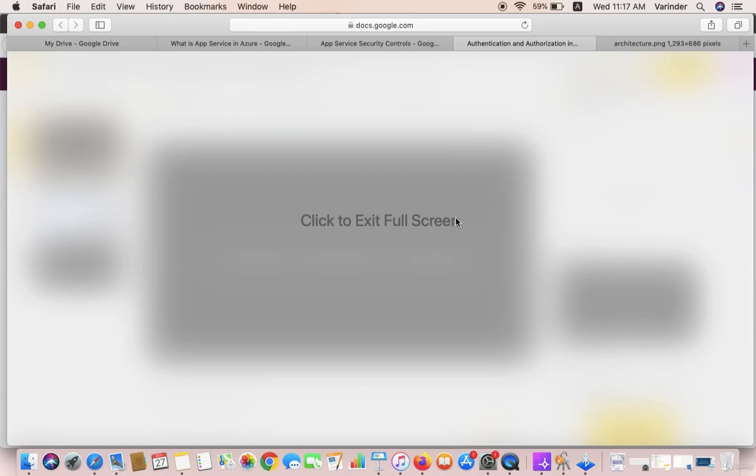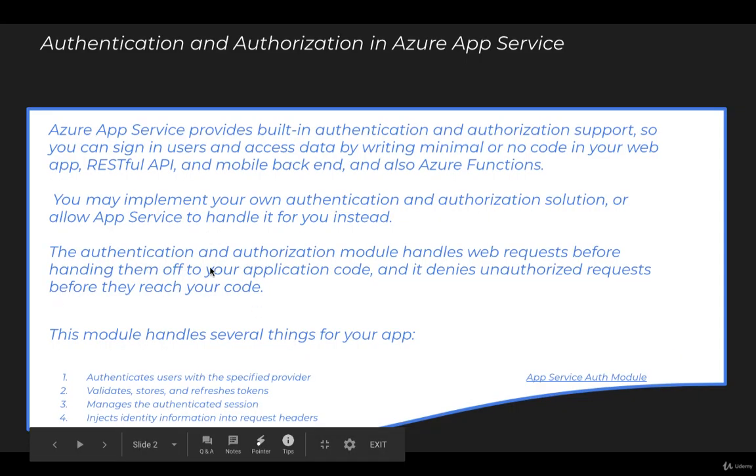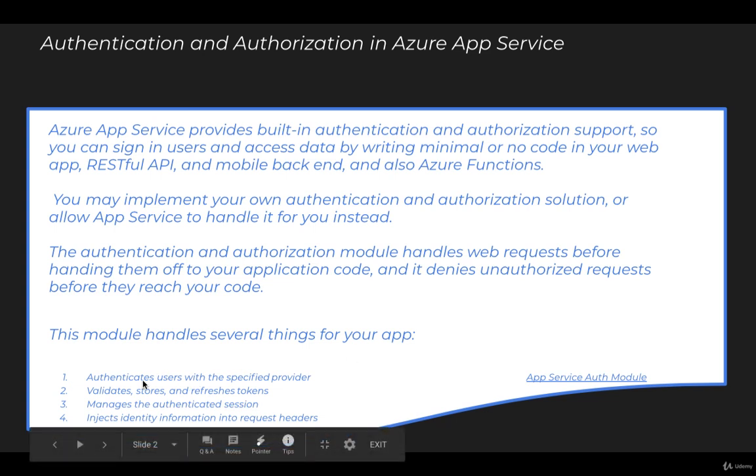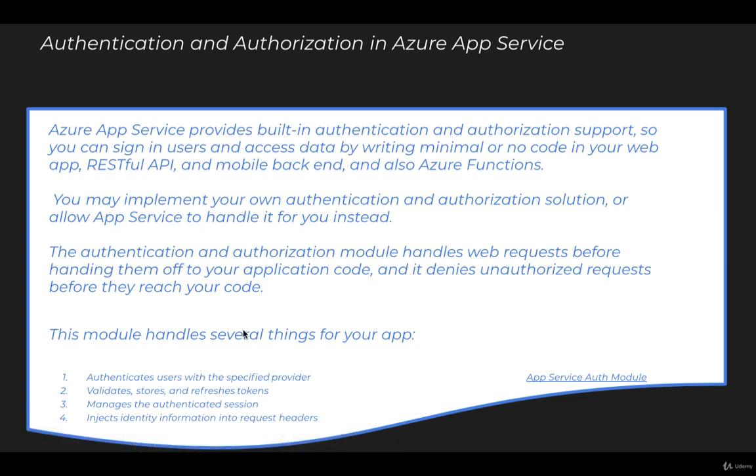Let's move back to our lecture. The authentication and authorization module, as we saw in the diagram, handles the web request before handing it to your application code, and denies it in case the request is not authenticated. So what does that module handle? It can authenticate users with a specific provider. It can validate, store, and refresh tokens, manage the authenticated sessions maintained for your application, and inject identity information into the request headers. All these functions are done by the authentication and authorization module.